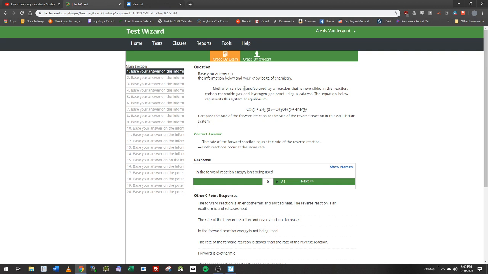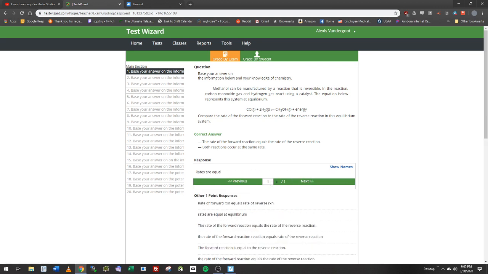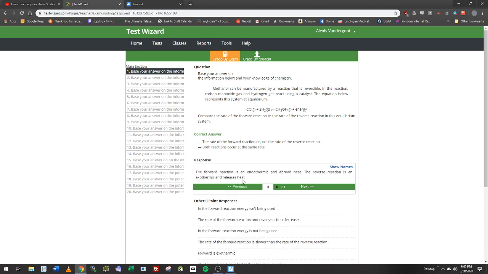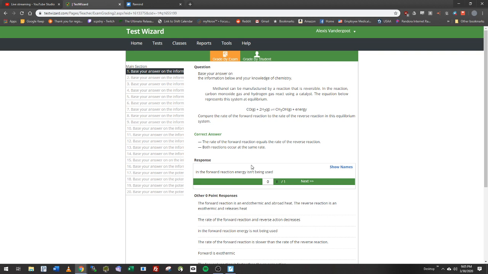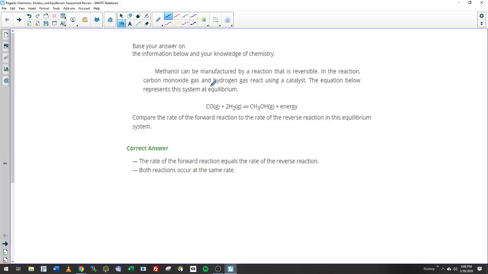I look at the question and take a look at what's happening. They give me the correct answers that they would have accepted if it's on a Regents exam. Then I can flip through, look at the response, and score it as either a 0 or a 1. I'm looking for very specific things. In this particular question, they want you to compare the rate of the forward reaction to the rate of the reverse reaction. When you are asked about rate, the key word here is the word rate.